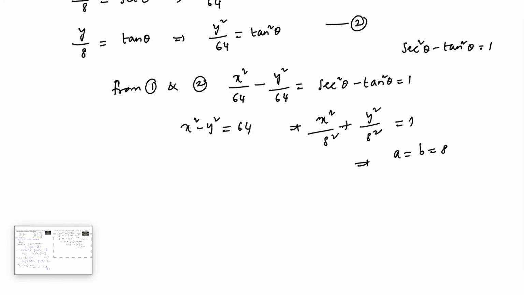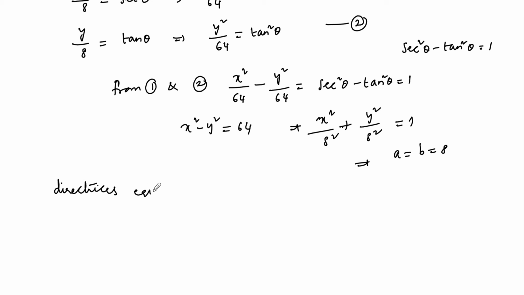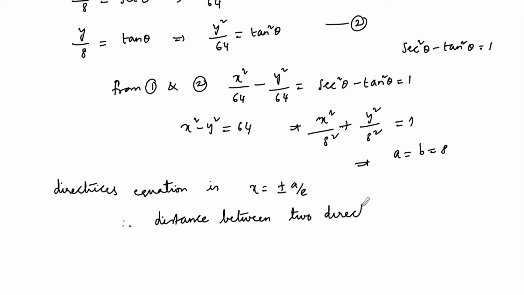The directrices of the hyperbola in standard form. Directrices equation is x is equal to plus or minus a by e. Therefore, distance between two directrices is equal to 2 times a upon e.